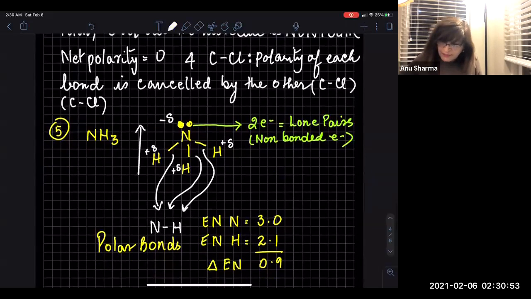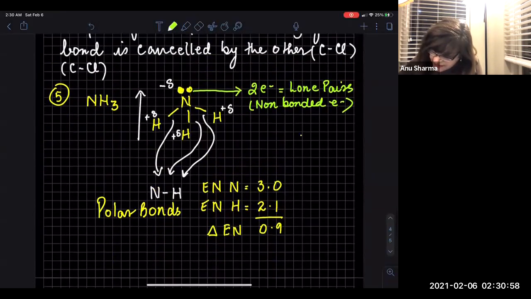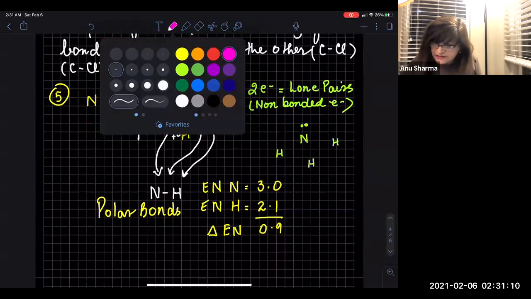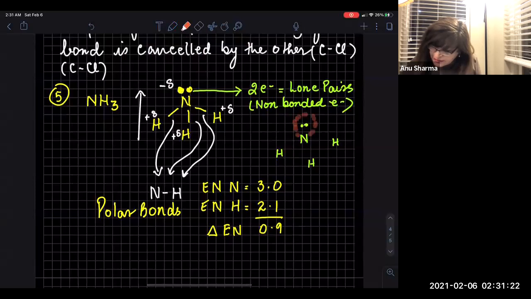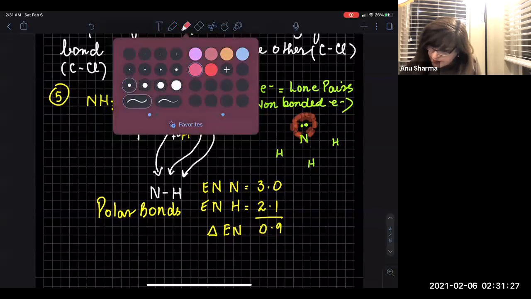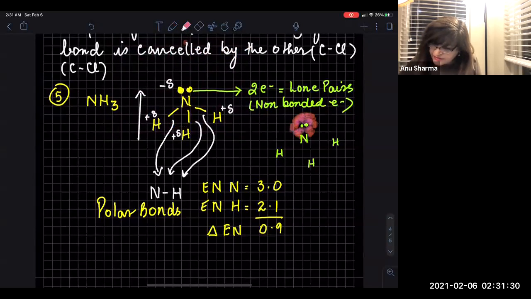So what does the heat map look like of this molecule? Here is the nitrogen, and these are the hydrogens, like a pyramid shape, okay? And here are these electrons on the top. So what do we see now? Because nitrogen is more electronegative, it is pulling, sorry, let me use another color. So here, more electronegative. Nitrogen will be the hotter side.